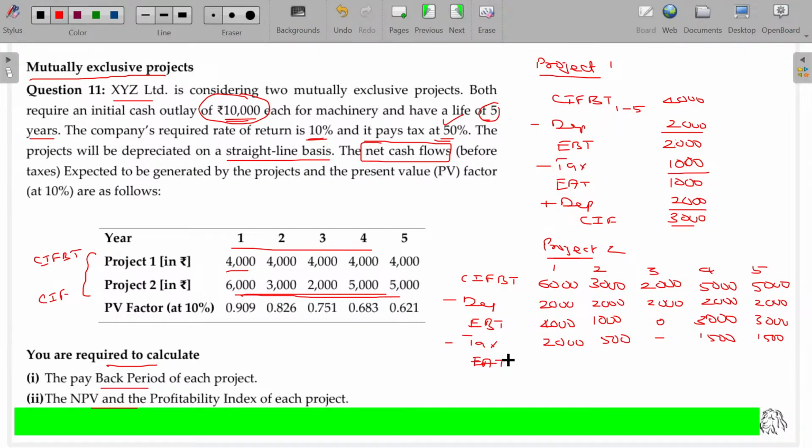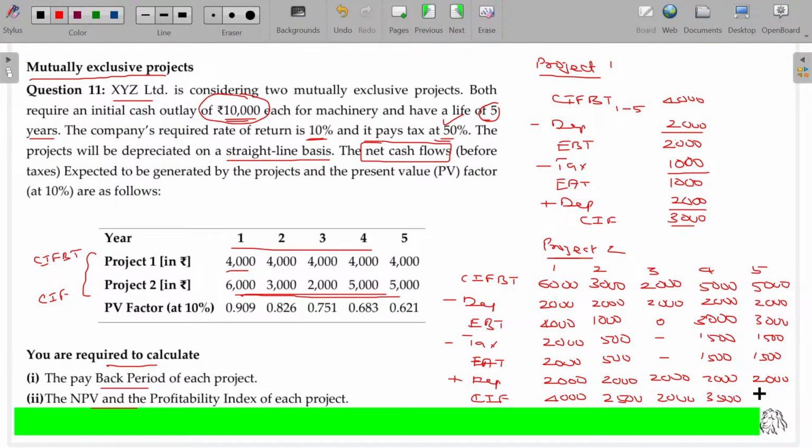Earnings after tax in this case being 2,500 dash 1,500, 1,500. You have to add the depreciation back with this. The depreciation remains 2,000 in all the 5 years. Now you have to find out cash inflow. First year 4,000, second year 2,500, third year 2,000 and 3,500, 3,500 each.